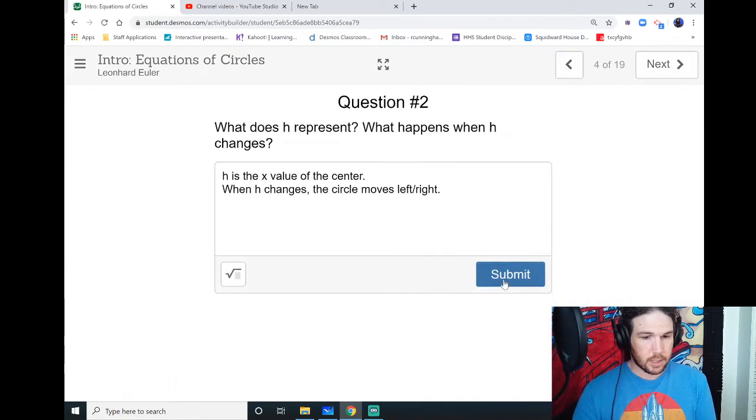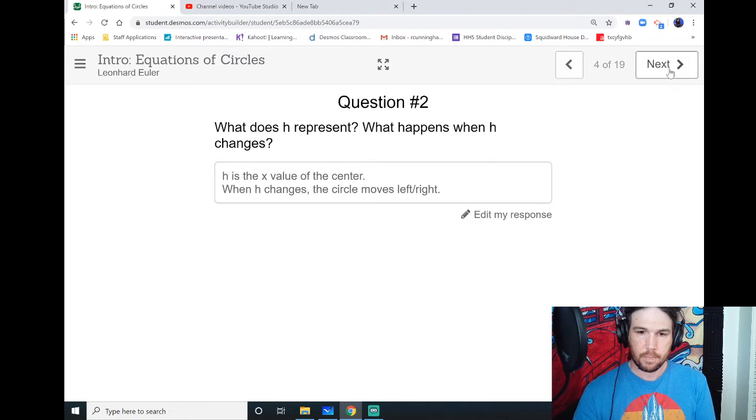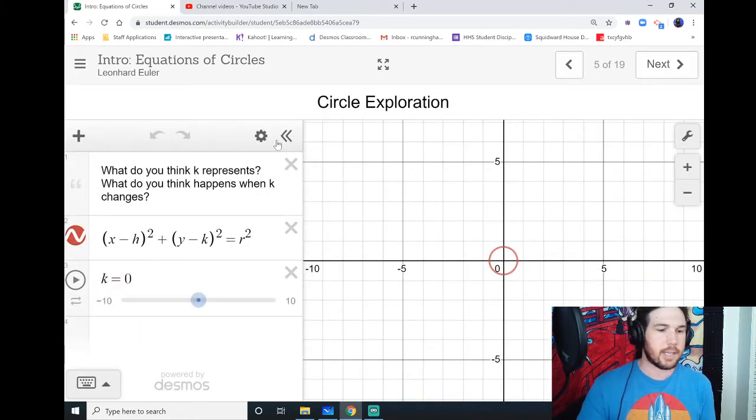Oh, I'll hit the submit button. And remember, by the way, with these Desmos activities, you can always edit your response later. Like, you're not locked in.